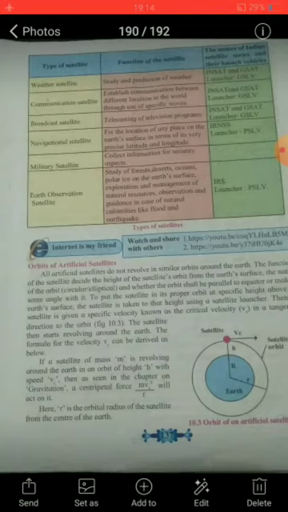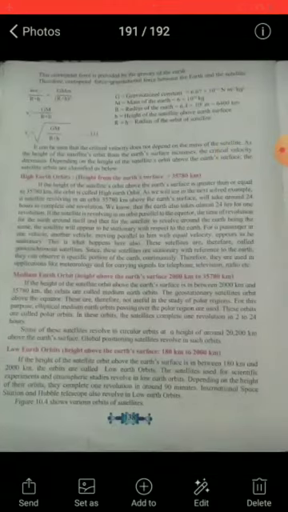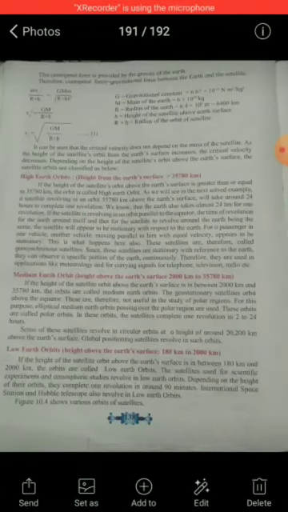It can be seen that the critical velocity does not depend on the mass of the satellite. As the height of the satellite's orbit from the Earth's surface increases, the critical velocity decreases. It is inversely related to the height. When height is increased, the critical velocity decreases.